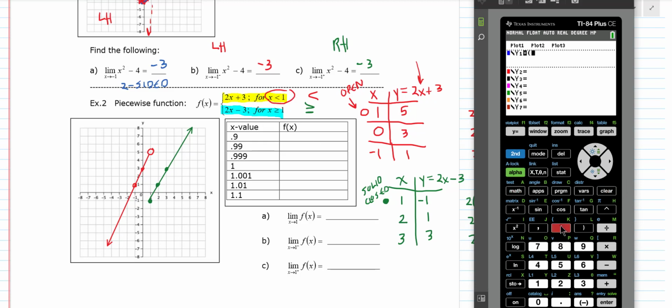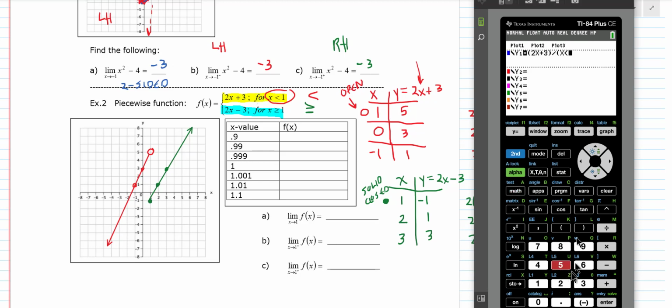The way I do this on a graphing calculator is I go parentheses 2x plus 3, close the parenthesis. Then I use the division symbol as a separator. Then I go x. I got to go to math test. Whoops, so I got to go second math. Find the less than symbol, which is number 5.